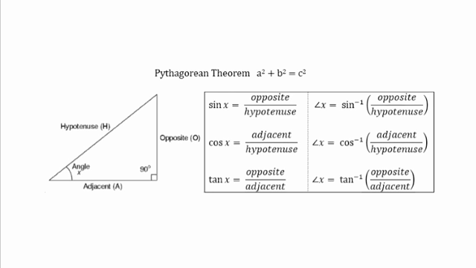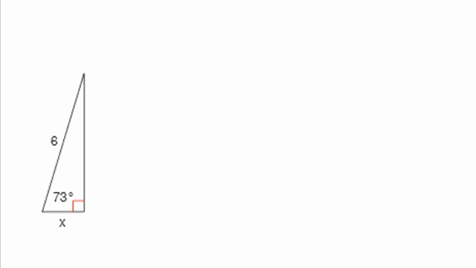Okay, let's go through a couple of examples just to make sure everybody's okay. Let's look at this first one. We have a right triangle, we have the hypotenuse, we have one other angle besides the right angle, and we have an unknown side value x that we're asked to determine. So let's look at what we should use. We can't use the Pythagorean theorem because we don't know the third side, and we need to have two sides to use the Pythagorean theorem.